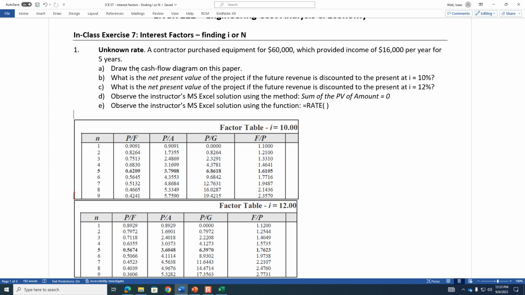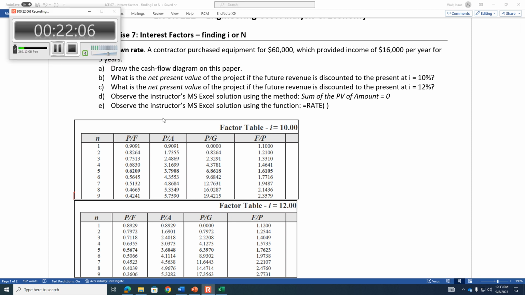The other is that the outflow at time 0 is a negative, and the inflows that you're receiving every year are positive. So you'll need to combine them together. So the answer to part B should be $653. Okay, so you can go ahead and continue working on that. I just wanted to clarify what I meant by net present value.